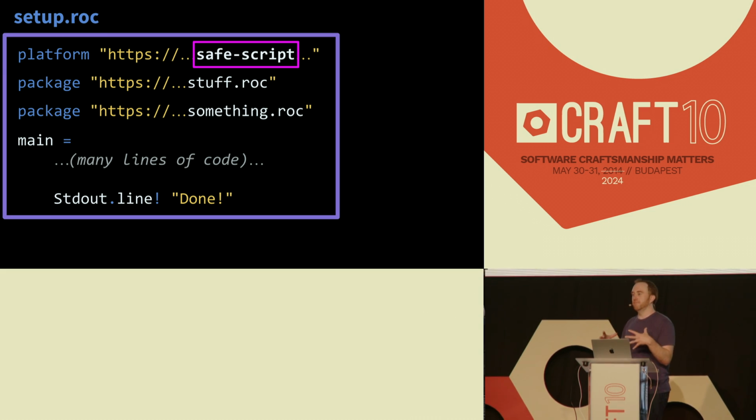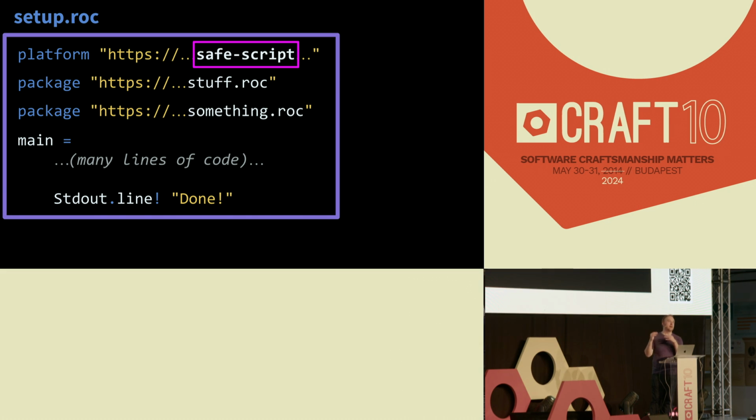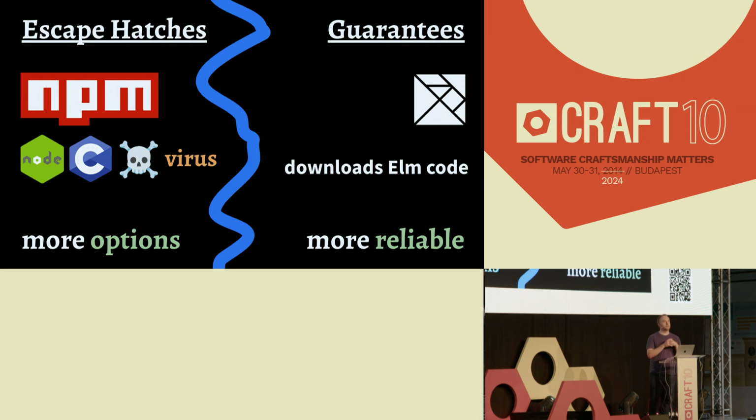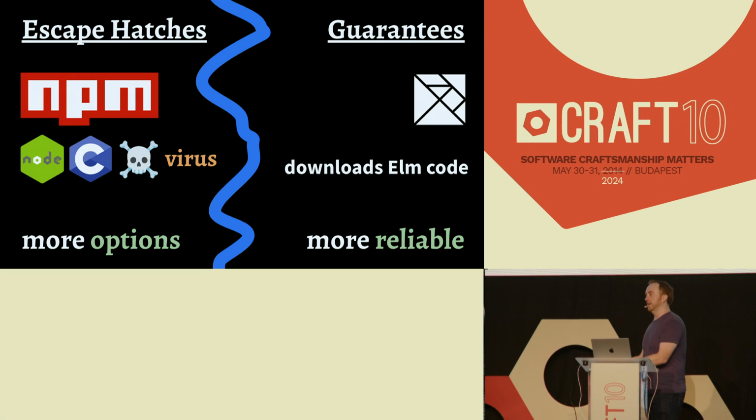Safe script is going to be protecting me because any of those dependencies, they're all going to have to go through that same I/O implementation of that one platform, and it's going to prompt me if they want to try and do anything malicious. So going back to our river here, on the one hand, we have NPM, potential for viruses, but there are more options. On the other hand, we talked about with Elm, it just downloads the Elm code. It doesn't run any pre-install or post-install stuff. It doesn't run Node.js code, doesn't run C. That is more reliable, but of course, it's also more limited.